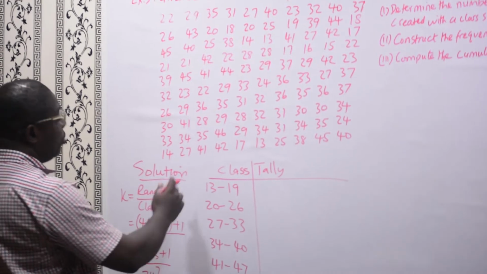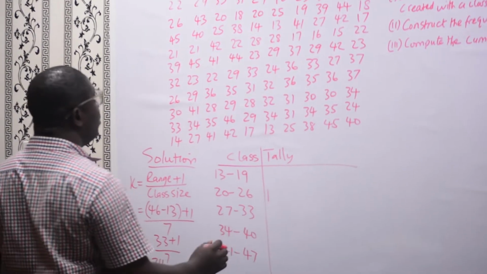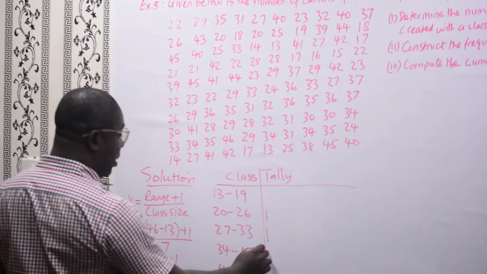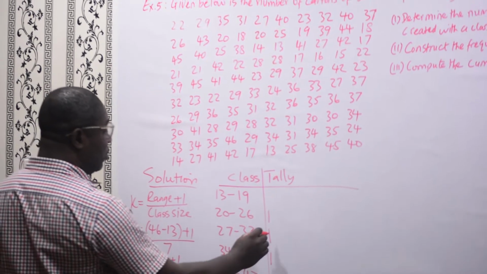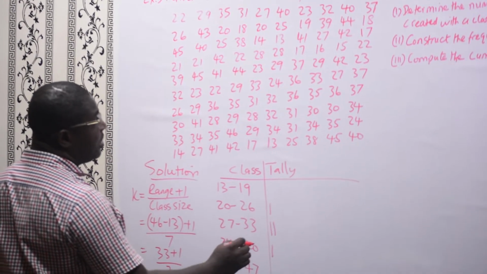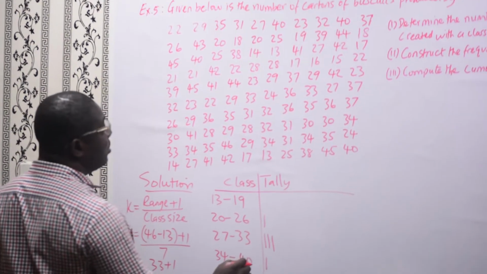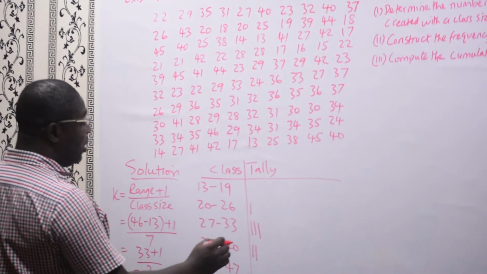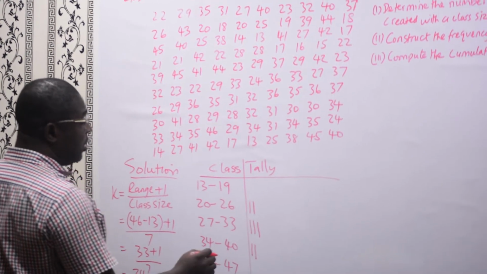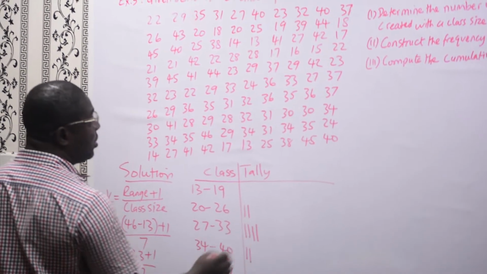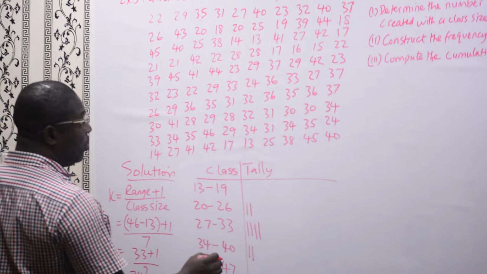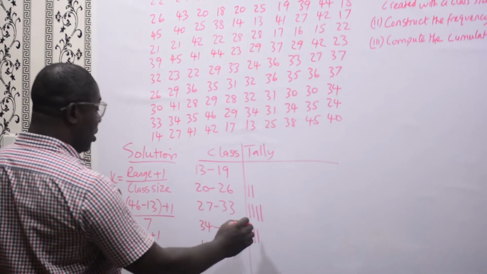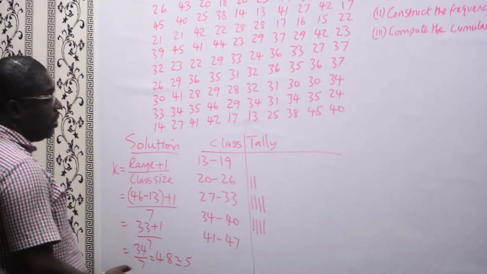So 22 will be in this class, 29 will be in this next class, 35 will be in this class, 31 will be in this class, 27 will be in this class, 40 will be in this class, 23 will be in this class, 32 will be in this class, 40 will be in this class, and 37 will be in this class. So we complete the first line.